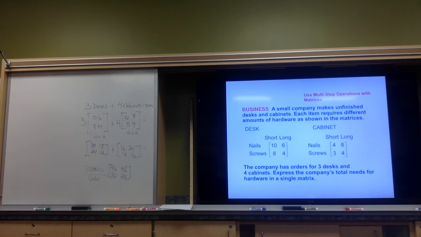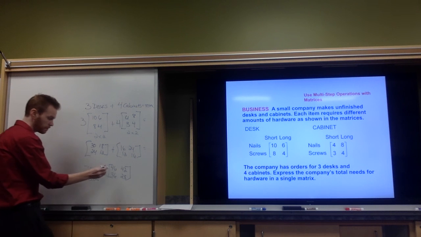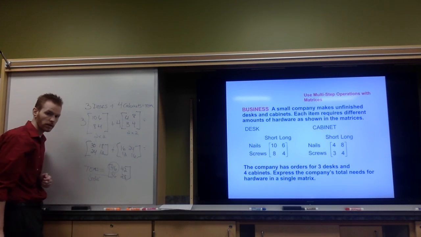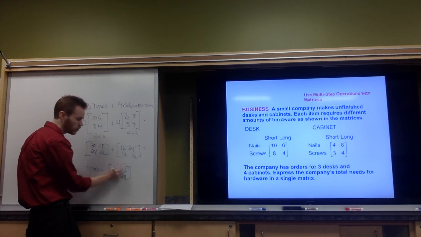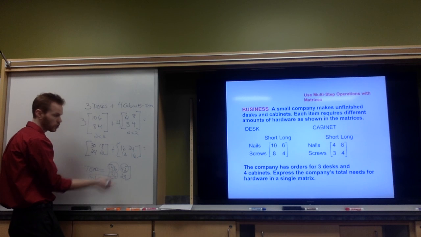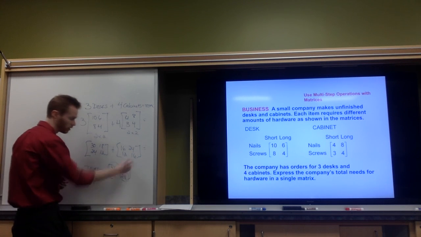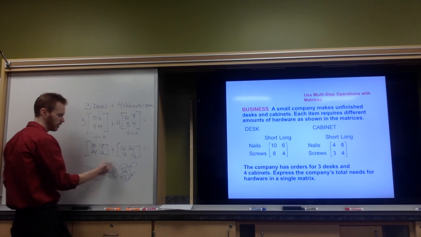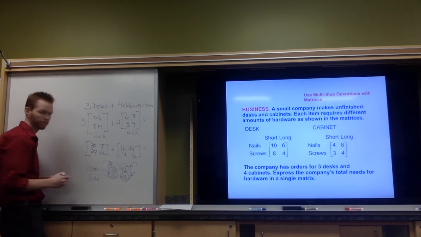Now, let's interpret it. So this position is telling me I need 46 short nails, and I need 42 long nails. This one's saying I need 36 short screws and 28 long screws. Okay, so remember, each position represents something here when we do that. Okay?